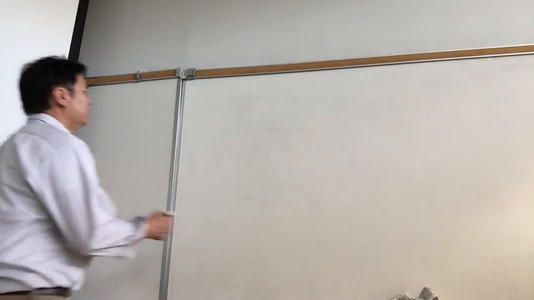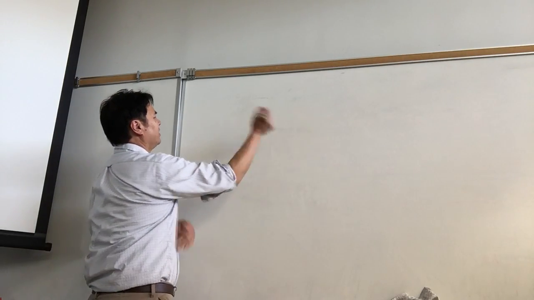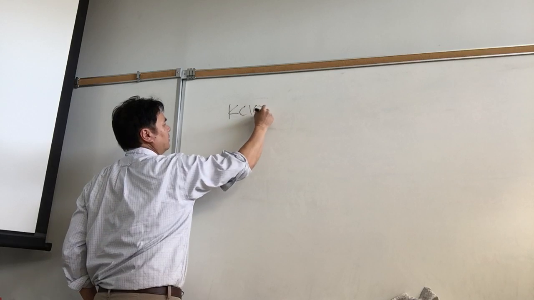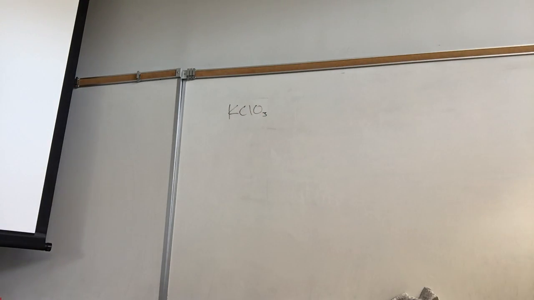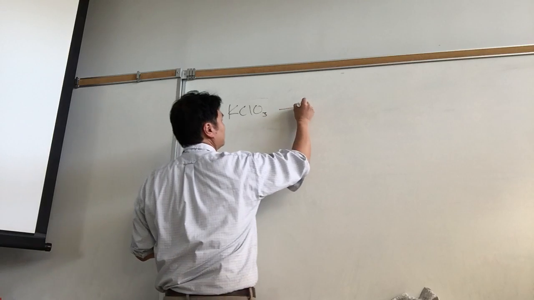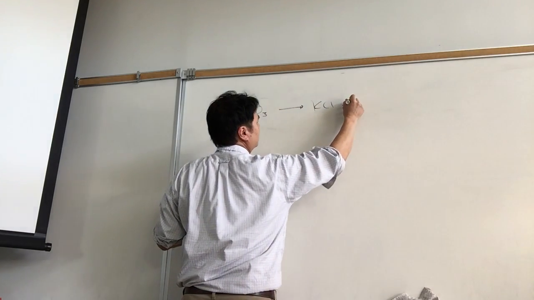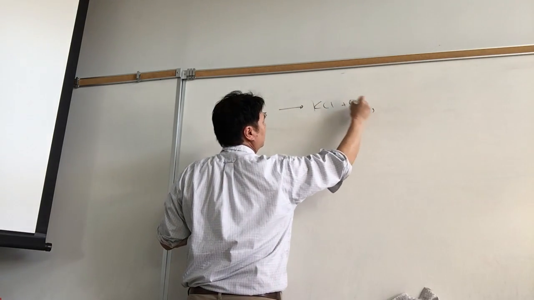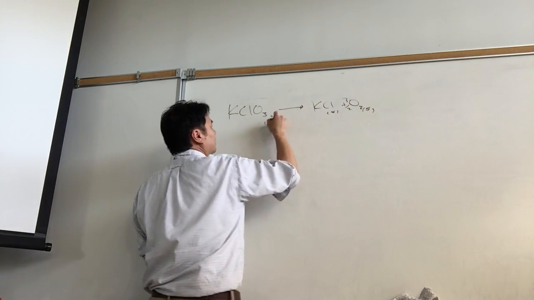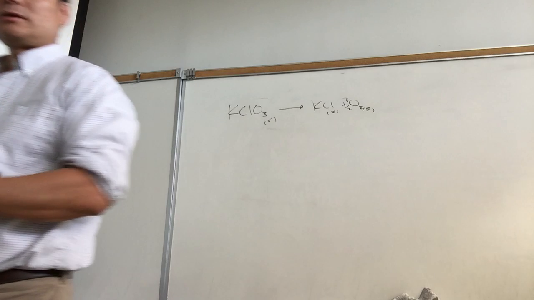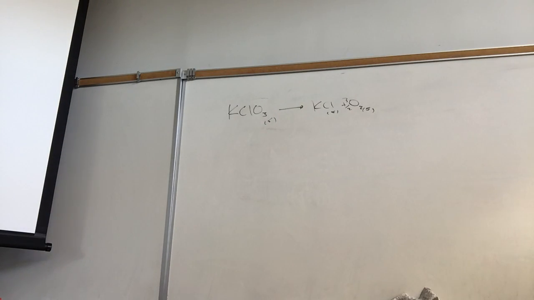All right, tomorrow we're doing the KClO3 experiment. Actually, it's a KClO3 decomposition. It's a redox reaction in which KClO3 decomposes into KCl plus O2 gas. To balance this, we'll need 3 O2. KCl is a solid, and KClO3 is a solid. These are solid. Okay.